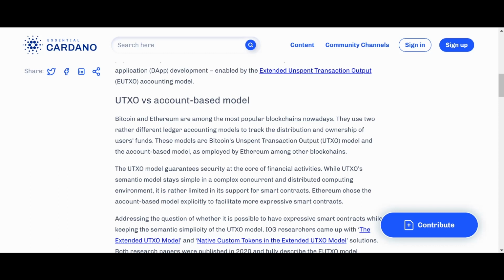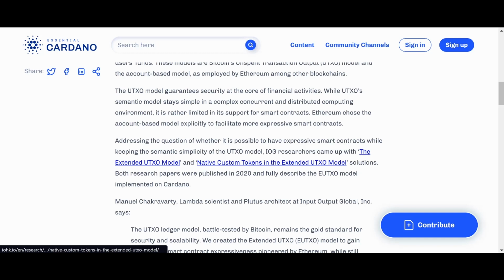These models are Bitcoin's unspent transaction output model and the account-based model as employed by Ethereum, among other blockchains. The UTXO model guarantees security at the core of financial activities, while UTXO semantic model stays simple in a complex and concurrent distributed computing environment. It is rather limited in its support for smart contracts. Ethereum chose an account-based model explicitly to facilitate more expressive smart contracts.